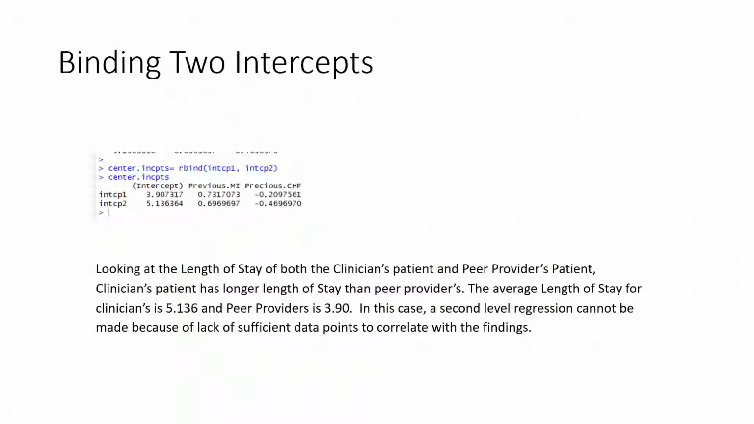After getting the intercept, I bind it to intercept. The code for that is center dot intercept equals rbind, so intercept 1 and intercept 2. Here you can see the results of intercept 1 and intercept 2.